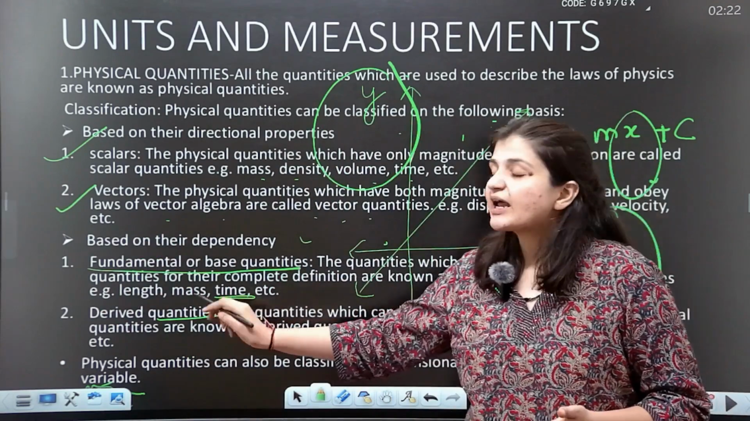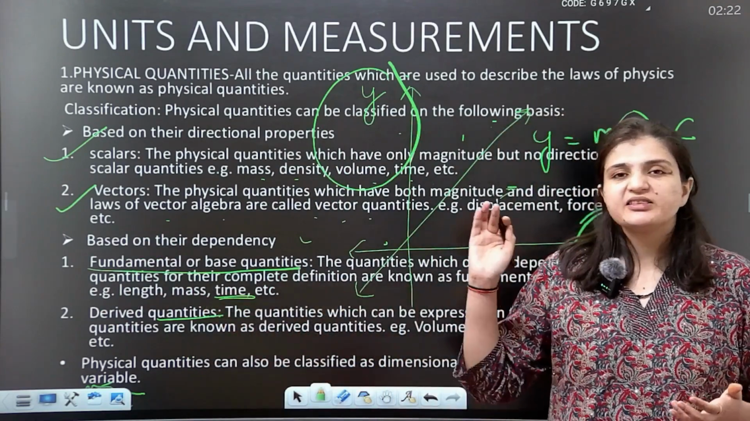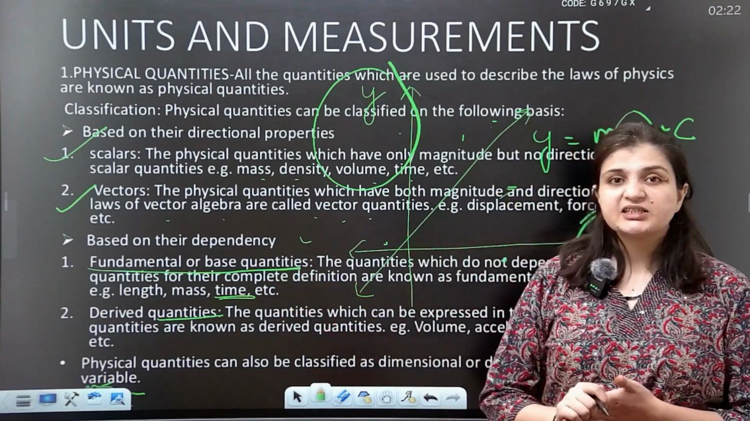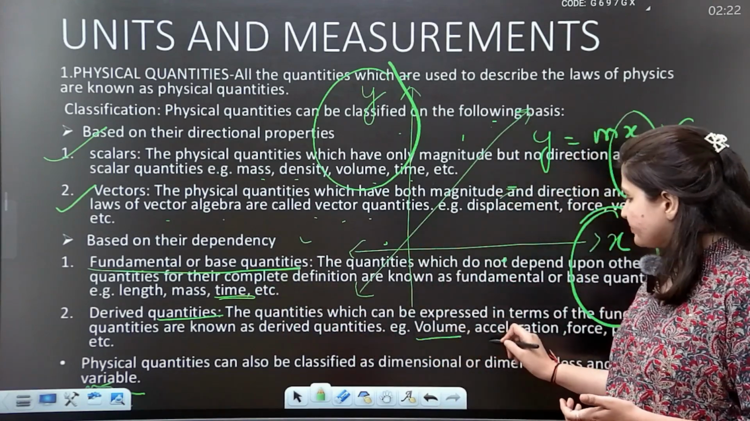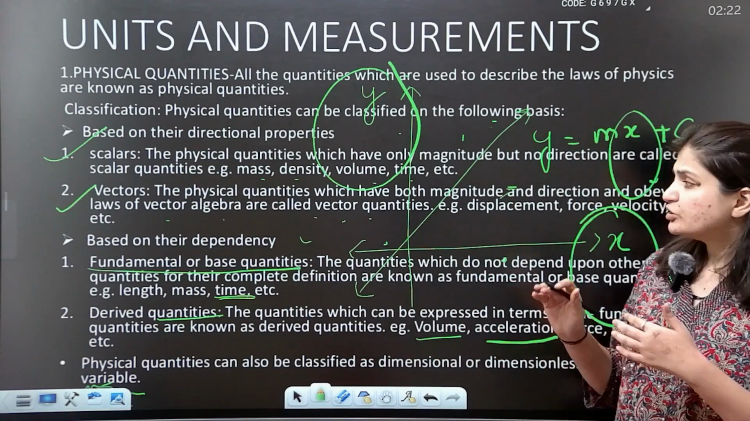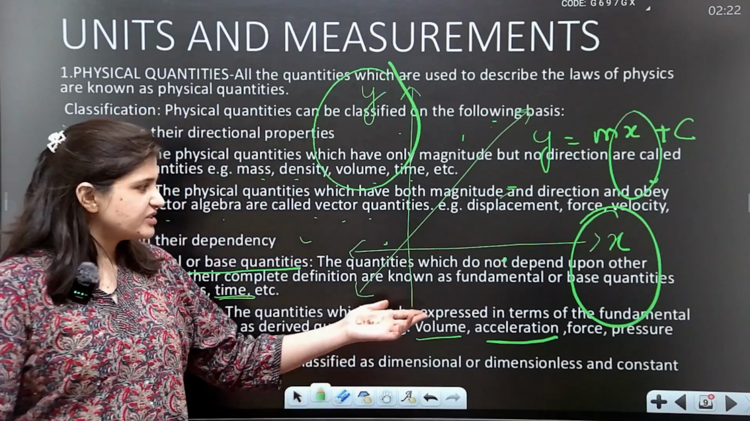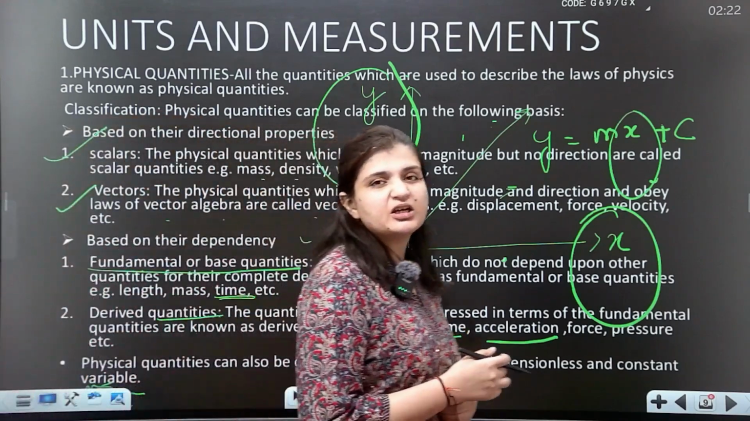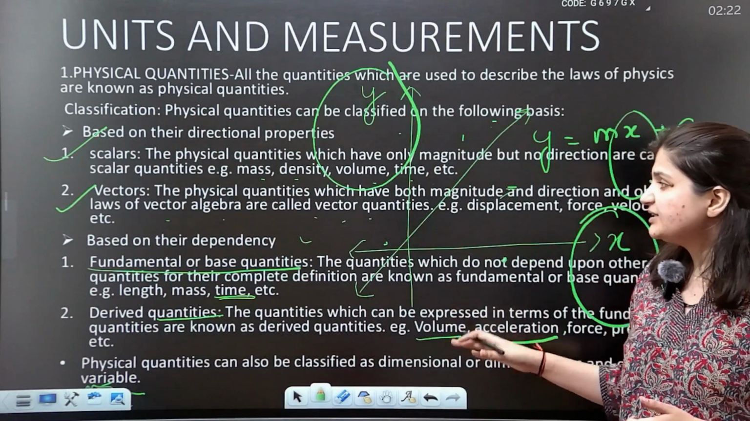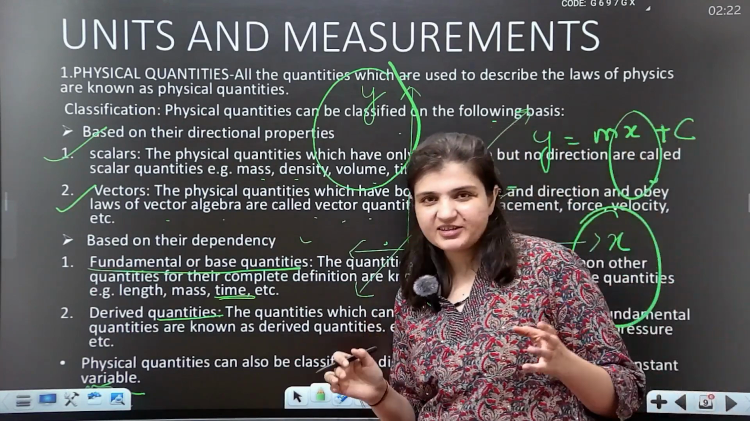So these derived quantities are dependent on the fundamental quantities like the volume, acceleration, force. So force is dependent on mass and the acceleration. We have pressure. So all these are the derived quantities.